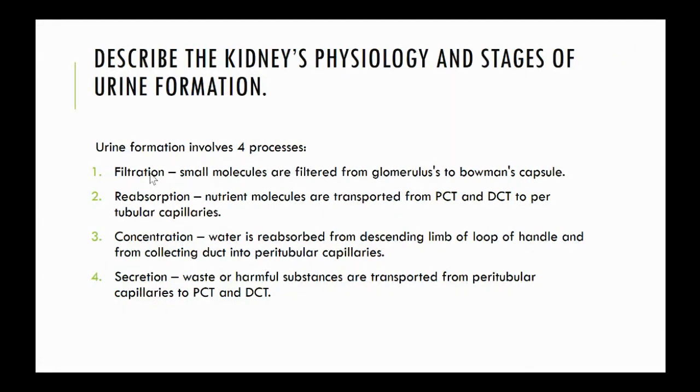Then we can do secretion, which is where waste or harmful substances get transported from our peritubular capillaries to our proximal convoluted tubule and our distal convoluted tubule. And then we can do excretion, which is where we actually urinate.